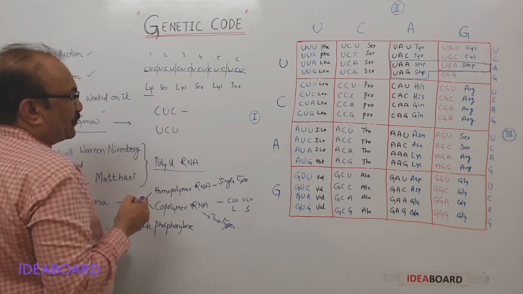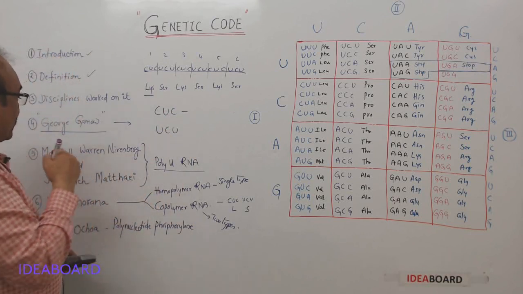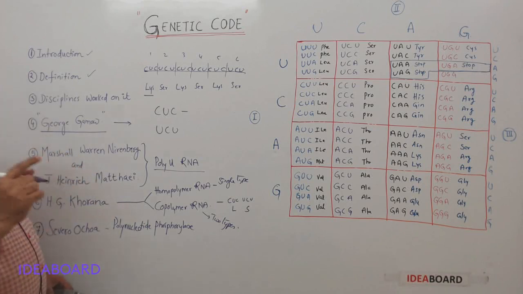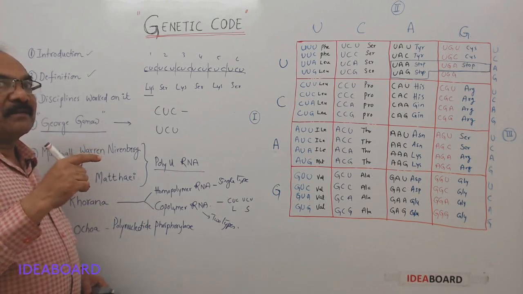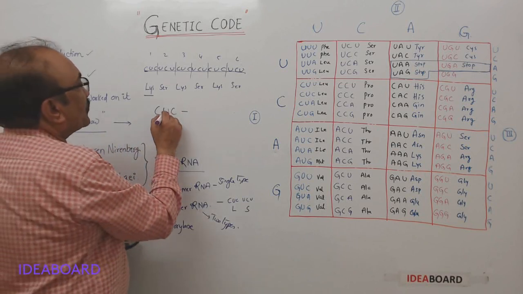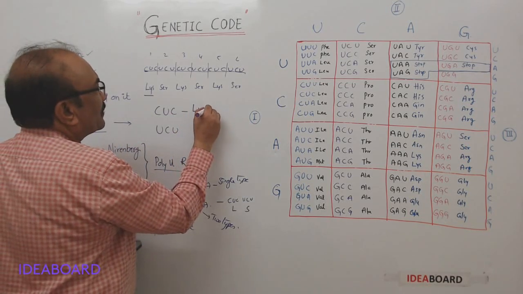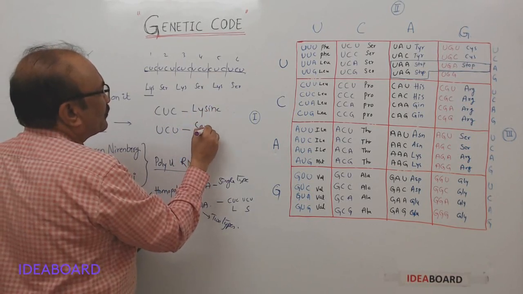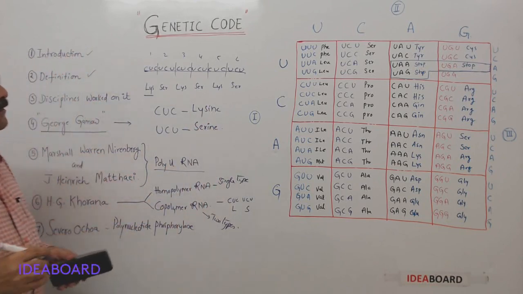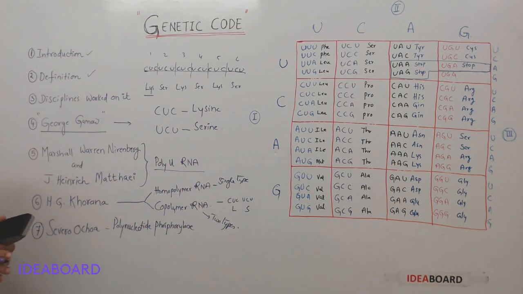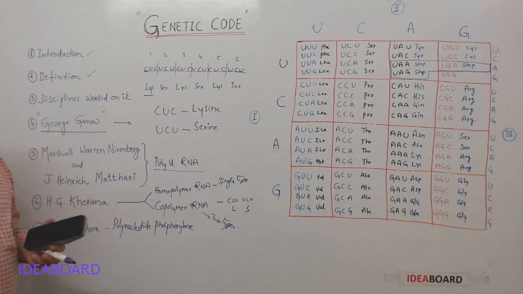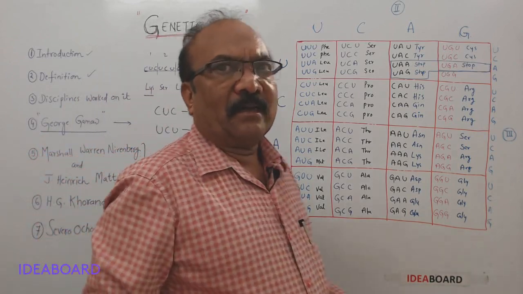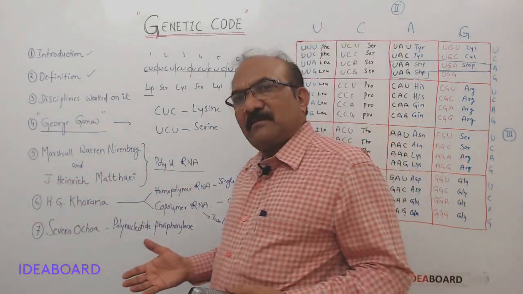CUC and UCU. And Marshall Nirenberg and Matthaei, what did they discover? UUU, for which one? Phenylalanine. And the CUC for lysine and UCU for serine. Okay, and you see, only three codons for three different amino acids were discovered so far. And then what about the remaining 17?